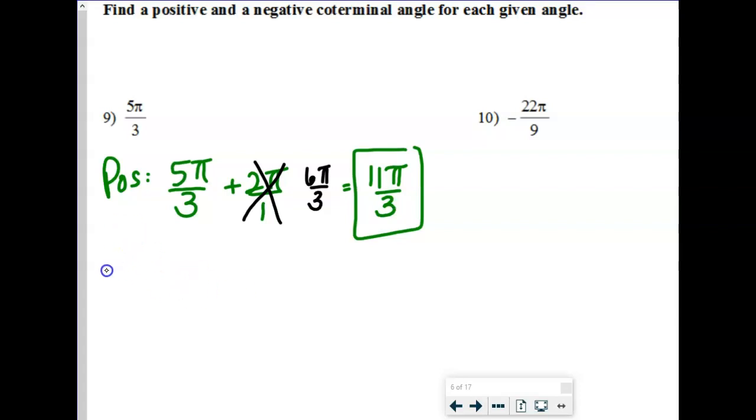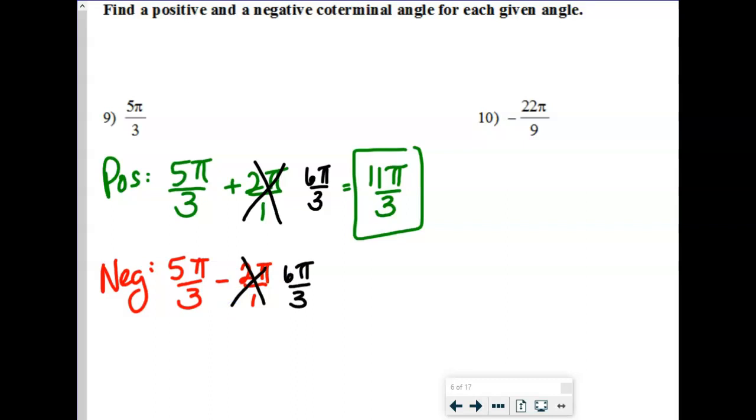So again, that's not the only answer, but that's the first one we'd run into, so let's keep it. For our negative coterminal, you're going to start with your angle again. This time you have to subtract a rotation, so subtract 2 pi. But again, we need common denominators. Let's change that to 6 pi over 3. So 5 pi over 3 minus 6 pi over 3 would be a negative 1 pi over 3. You don't have to write the 1 down, of course.